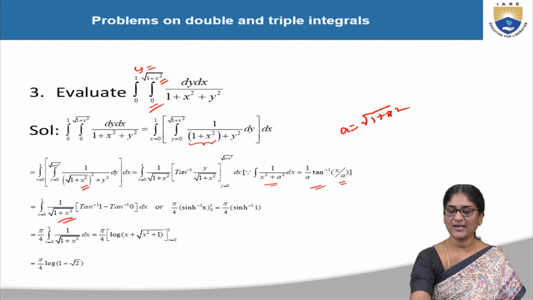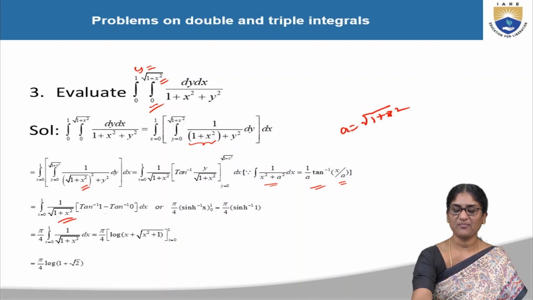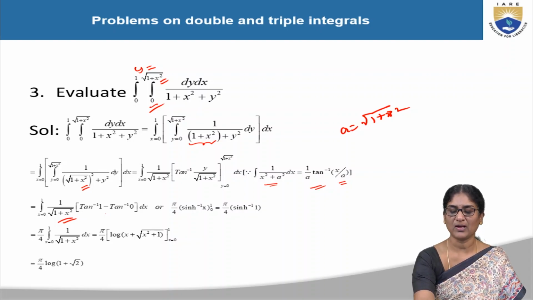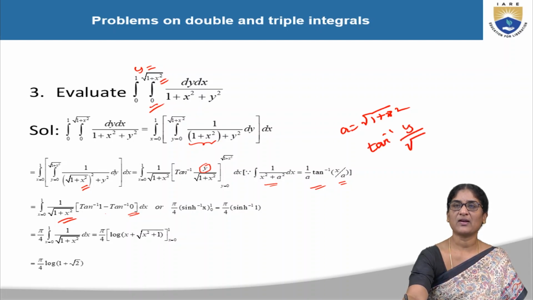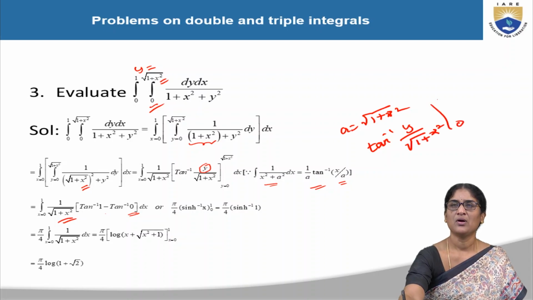Here y is taken from 0 to root over 1 minus x square. So upon applying the limit, you are going to get tan inverse 1 minus tan inverse 0, because we are substituting this value. Look here, what do you have? Tan inverse y by root over 1 plus x square. Now, you apply the limits from 0 to root over 1 plus x square, that is the y values.